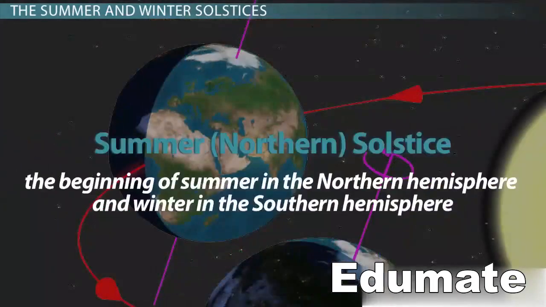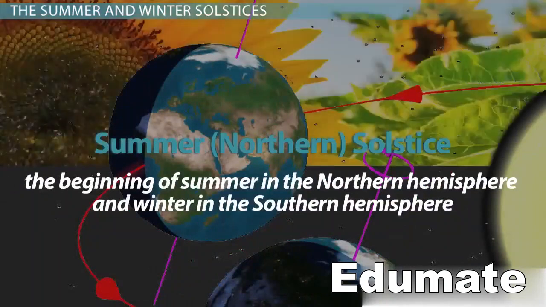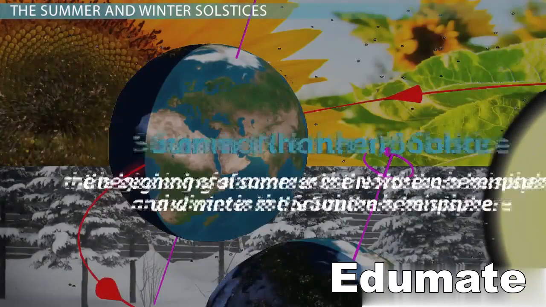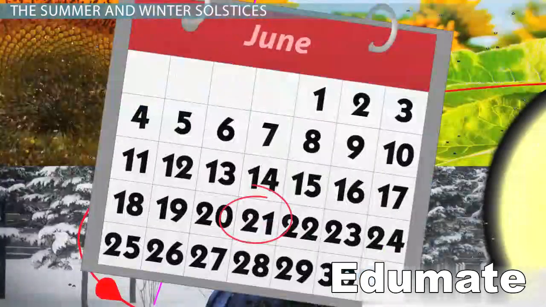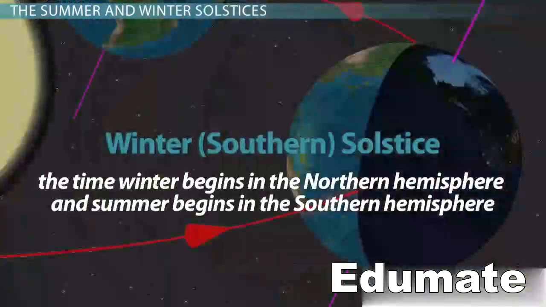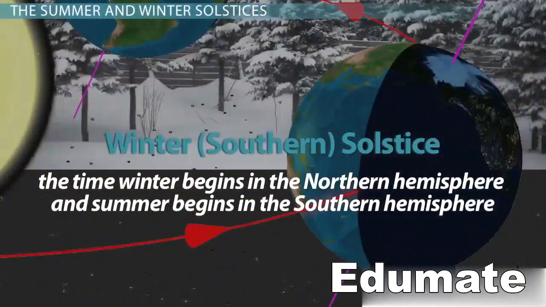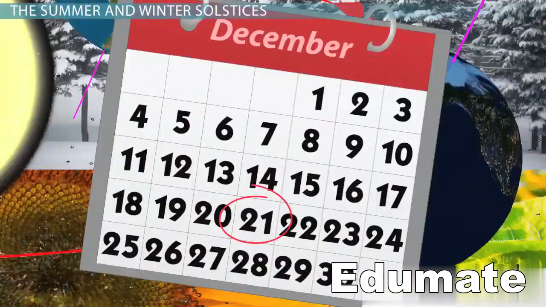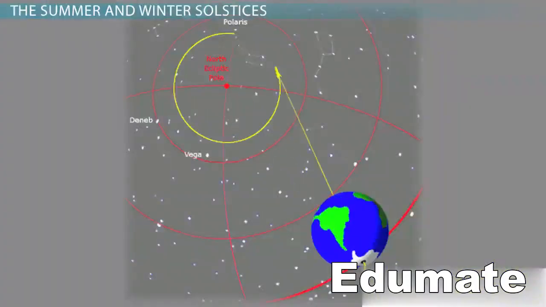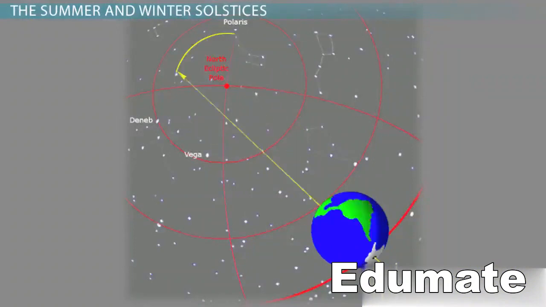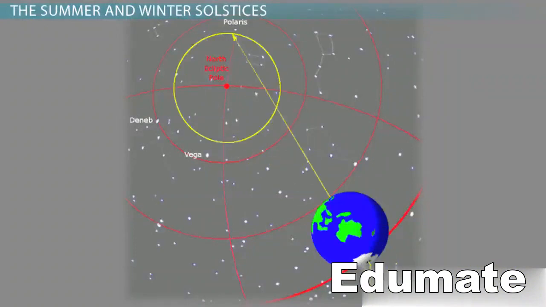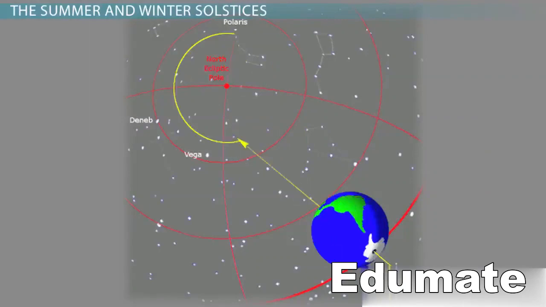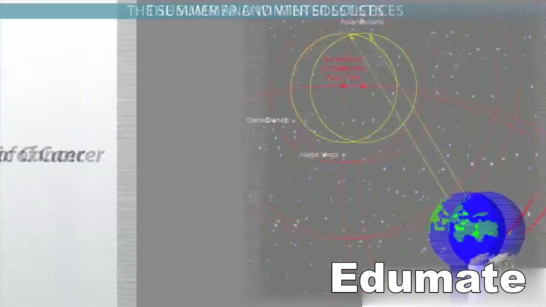The summer or northern solstice marks the beginning of summer in the northern hemisphere and winter in the southern hemisphere. It occurs around June 21st of every year. The winter or southern solstice is the time winter begins in the northern hemisphere and summer begins in the southern hemisphere, around December 21st of each year. Due to precession, or the wobbling of Earth's axis with time, the Sun is no longer in these constellations during these times, but the names have stuck nonetheless.